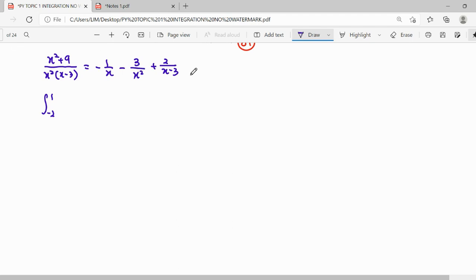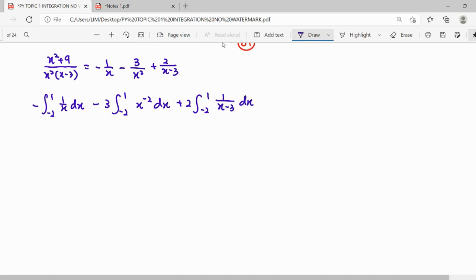If we integrate together, it will be complicated. So if I make it one by one, where negative I can factorize out. So integrate 1 over x, one part. Then -3 I factorize out. For x squared, I move it up, it becomes power of -2. Then for this one, 2, I factorize out. Okay, integrate 1 over x minus 3.